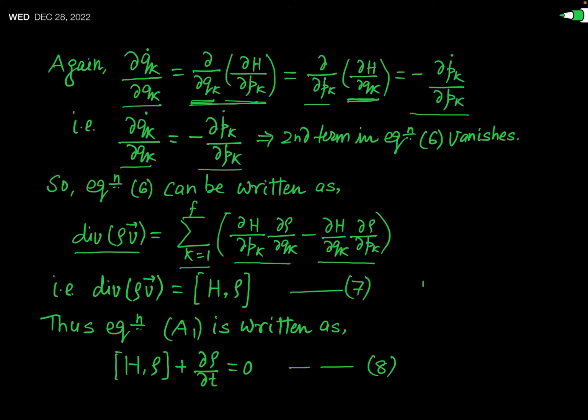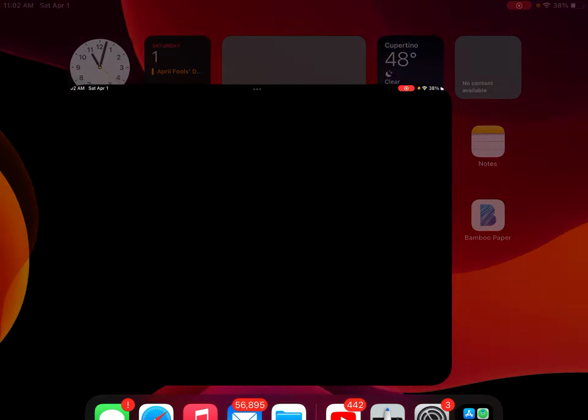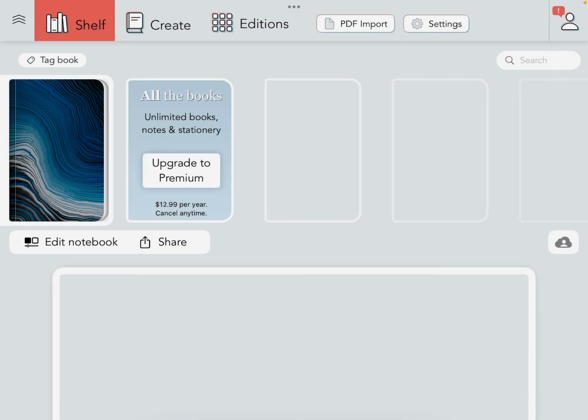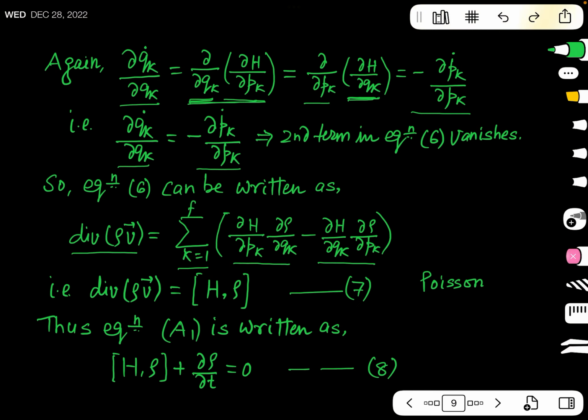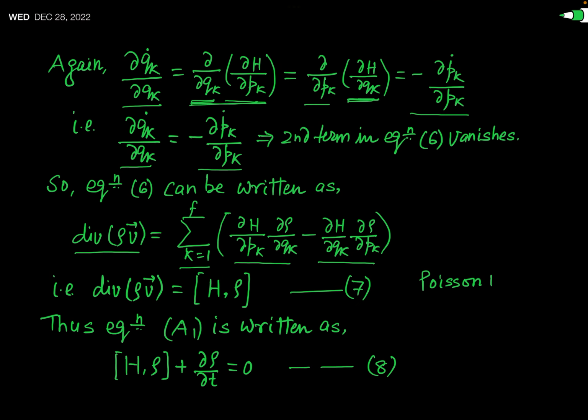You have definitely studied the Poisson bracket in your course on classical mechanics. If you have no idea or knowledge of the Poisson bracket, I suggest you go through my playlist on classical mechanics on my channel, and you will find a detailed explanation of the Poisson bracket there. Okay. So I hope you have an idea of the Poisson bracket. This is just the definition of the Poisson bracket.